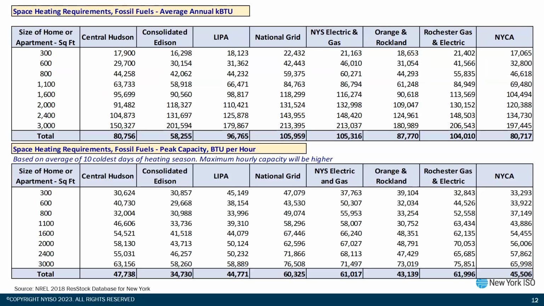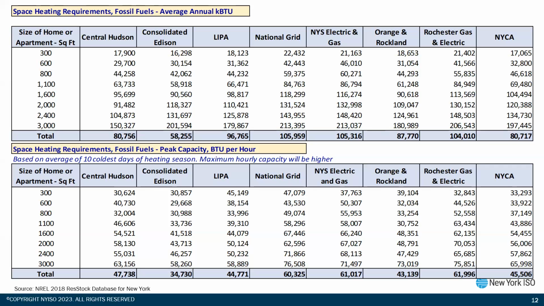From ResStock, the same data source, the bottom right corner, it says 80,717. That's the average residential gas heating consumption, 80,000 BTUs. The ResStock data agrees with 2018 EIA. This was our control tool, making sure that we accounted for all the space heating needs.